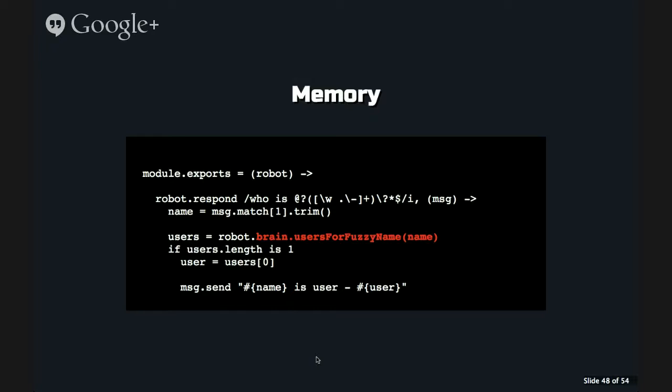Hubot has storage in the Hubot Brain. You can store various facts or data in there and call that back. In this case, it's just a username and getting details about that user.